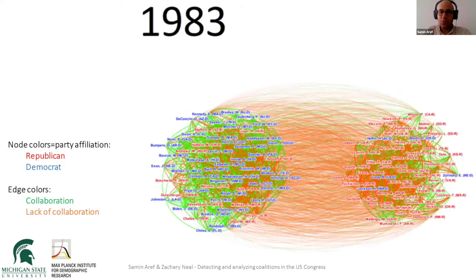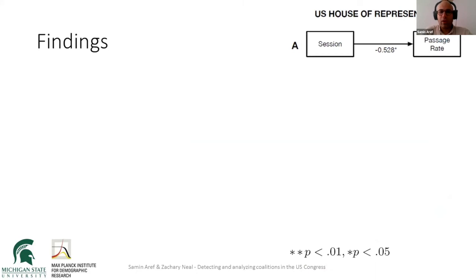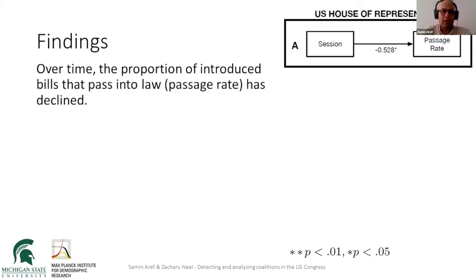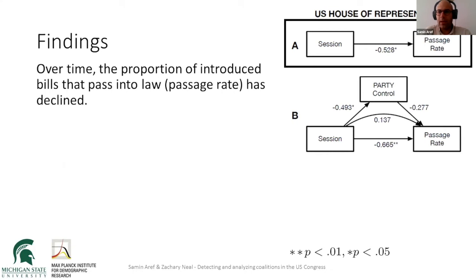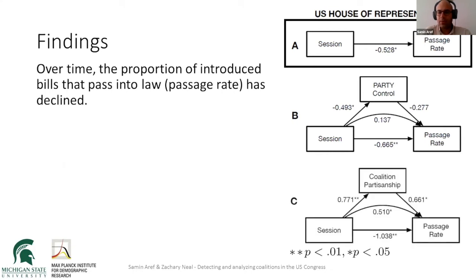Now we're going to test the two hypotheses. So first of all, we use a simple bivariate association to see whether the decline in bill passage rate has been significant over time. And we see that it has been indeed significant. So we use two mediation models to test the two rival hypotheses. So we had the party control rival hypothesis and coalition partisanship.